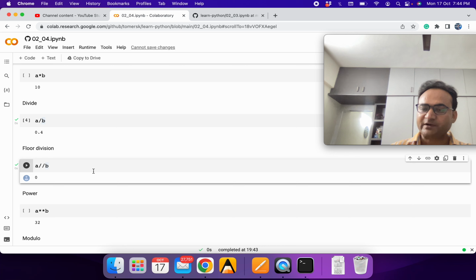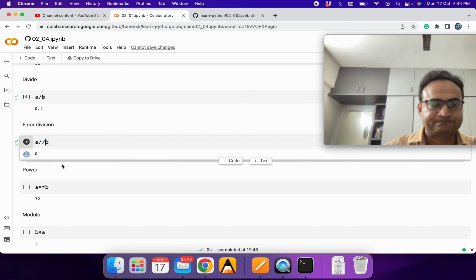So floor of 0.4 becomes 0. Floor of, let's say, 4.9 also becomes 4. Floor of 7.99 also will become 7. Ceiling means the higher side. Even if you take 0.01 and take the ceiling, you are talking about 1. So there are many situations where we need the flooring option or the ceiling option. When we use the division symbol two times, it's a floor division. So we can use this, or there are floor functions in NumPy and other parts. We can use those functions.